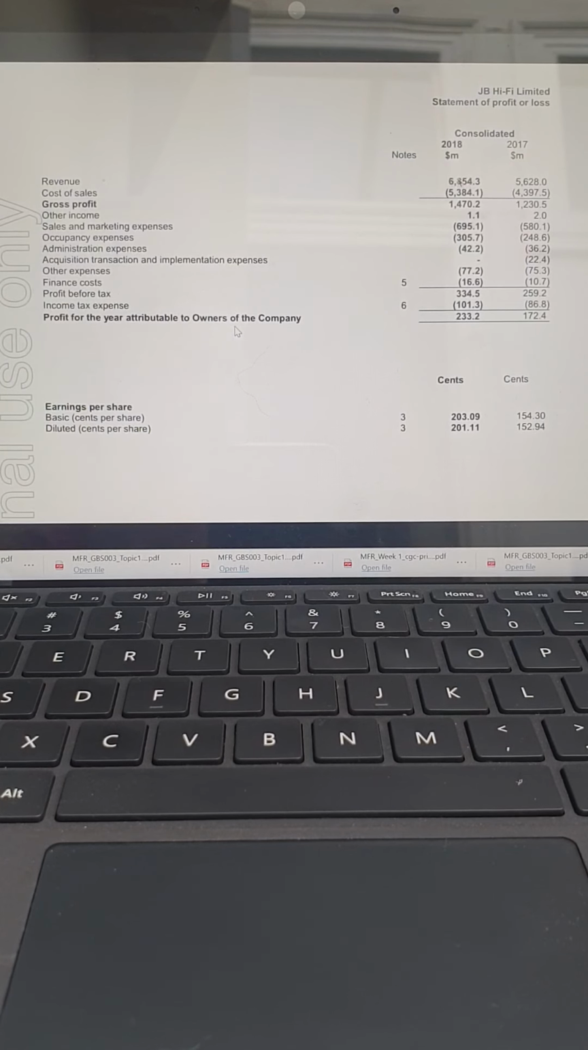So we sometimes refer to this as the top line, our revenue. That's the earnings that have come in from making sales. So in the case of JB Hi-Fi, electronics that they sell at their point of sale will generate for us this amount. So we can see there that they've got 6.8 billion, and because this is all in millions over here, so $6.8 billion of revenue that have come in over the year.